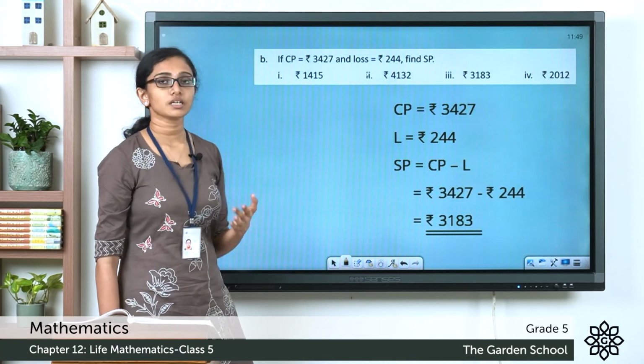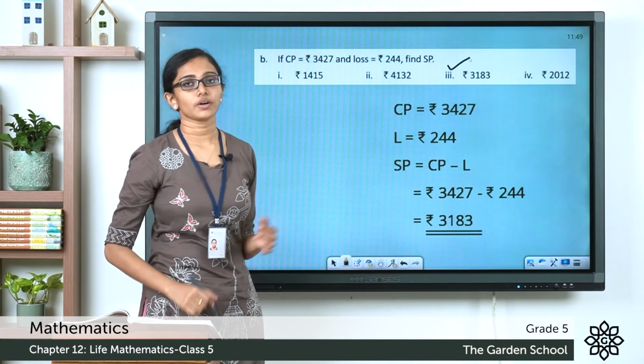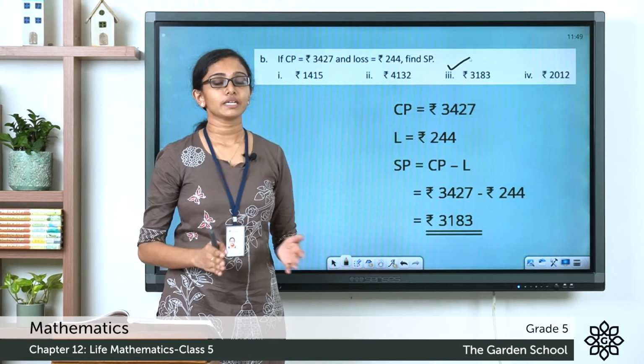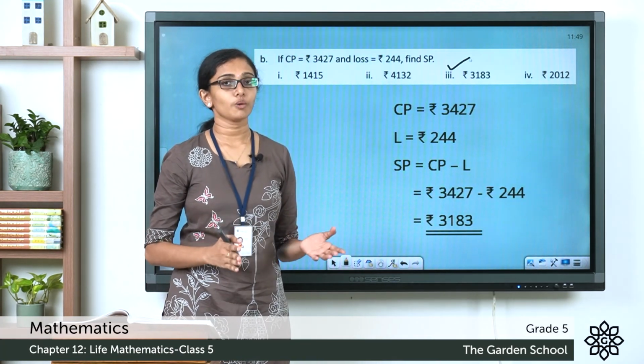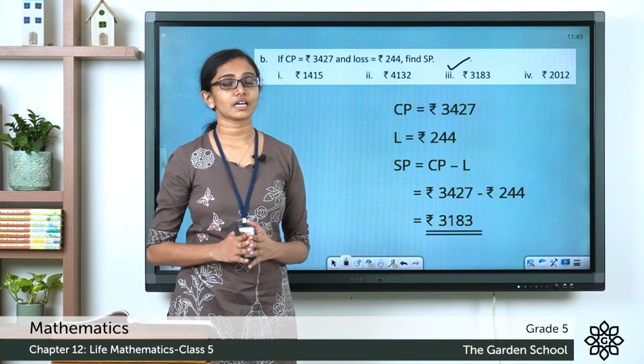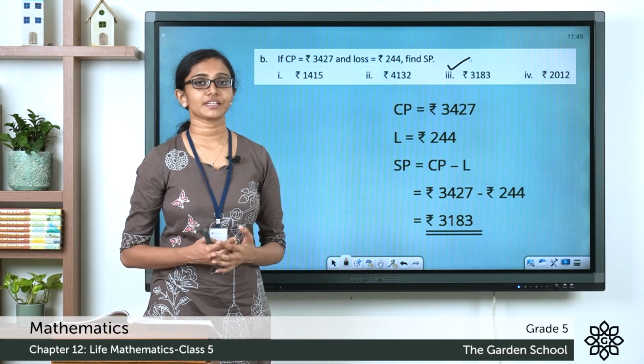Look at the choices. The correct choice is choice number 3. So let's tick choice number 3 in the textbook. So children, you have completed chapter 12. Hope the concepts we learned in this chapter are clear to you and all the exercises are clear to you. So all of you please go through all the concepts and all the exercises once again.